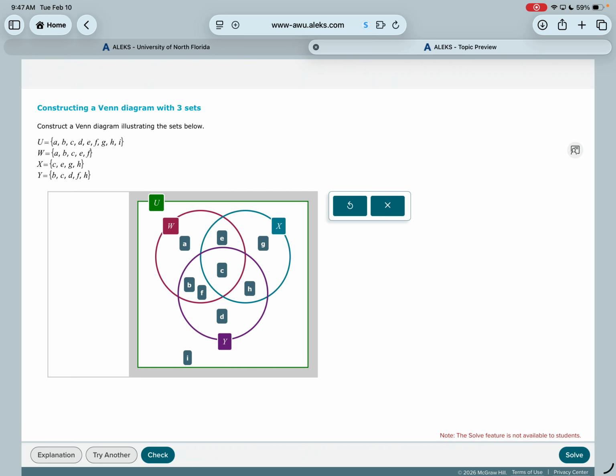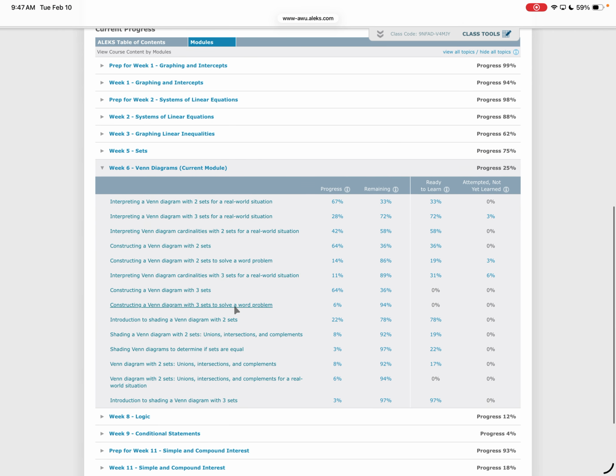Okay. To me, that one's a little bit easier because you don't have to change the circles around. It doesn't matter if there's a blank empty space. A lot of times there's not. So that one, to me, is a little bit easier than the 2.